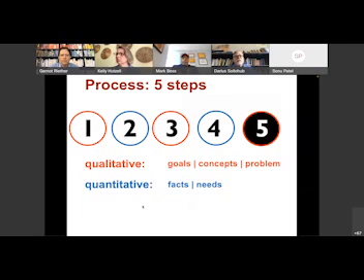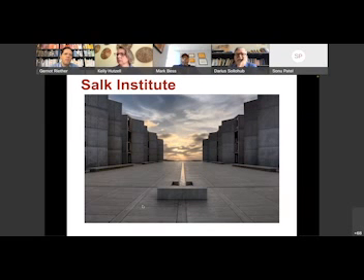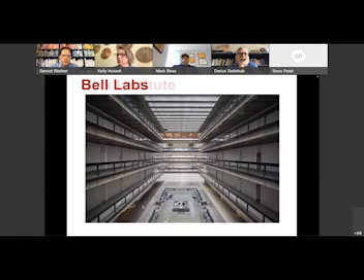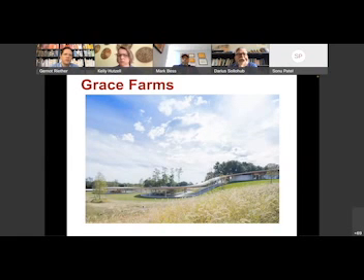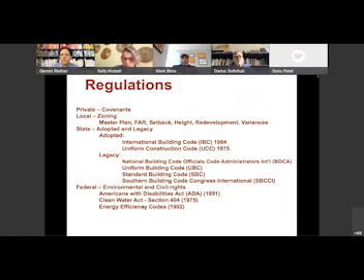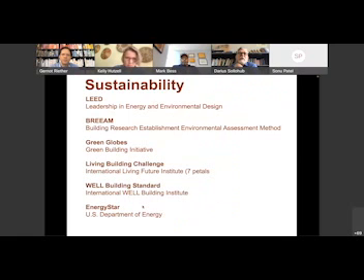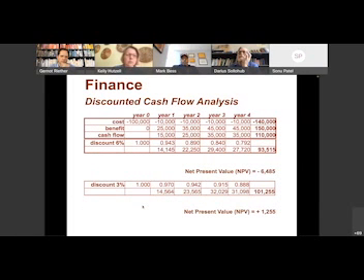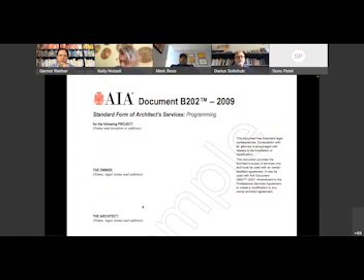And programming is very much a qualitative and quantitative process. We look historically at the programming influences for Salk Institute, Bell Labs, and Grace Farms, and focus on building efficiencies, net to grosses, but we also look and unpack regulations from the smallest of the private covenants to the largest federal levels. We derive modules through analysis. There's a whole focus on sustainability, both the good and bad of the rating systems that are available out there. And there's a special focus on finance, cost estimating, discount cash flow analysis that gets applied to what students do.